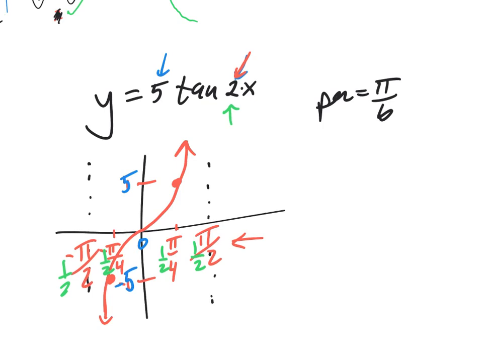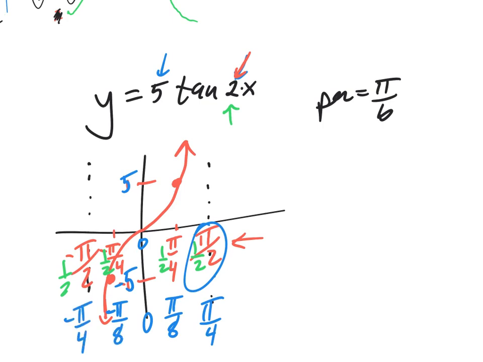I wouldn't have marked this right for myself unless I did this. That turns into pi over 4. This one turns into pi over 8. This is still 0. This is negative pi over 8. And this is negative pi over 4. There. Now, a follow-up question.